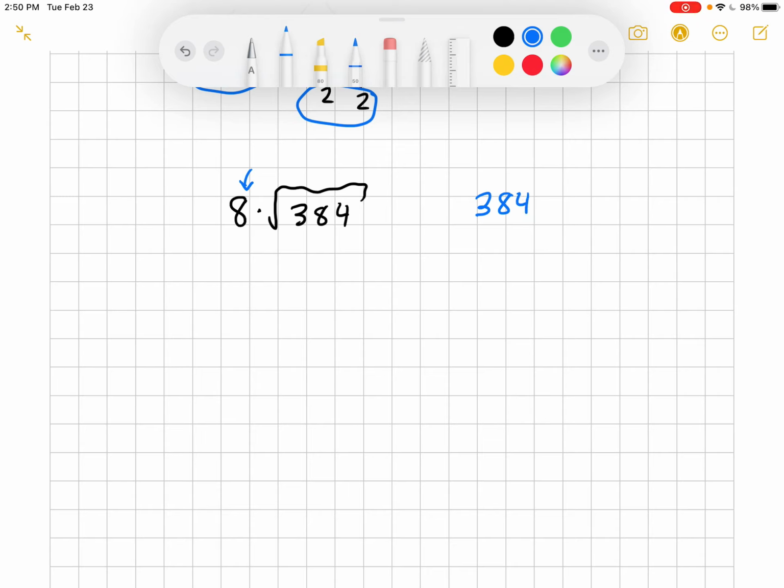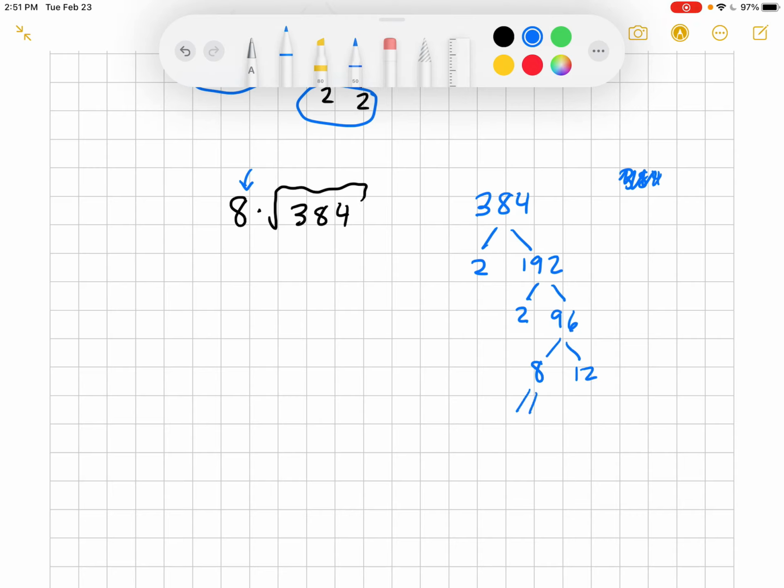I can't think of any numbers that multiply to 384 offhand, but I do see that it's even, so it is divisible by 2. 384 divided by 2 is 192. Great. Once again, I can't think of 2 numbers that multiply to 192 offhand, but once again, it's even, so I can divide by 2. And we get 96. Ooh, I can think of 2 numbers that multiply to equal 96. 8 times 12.